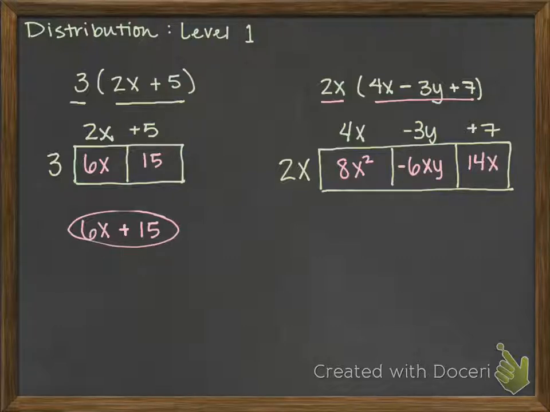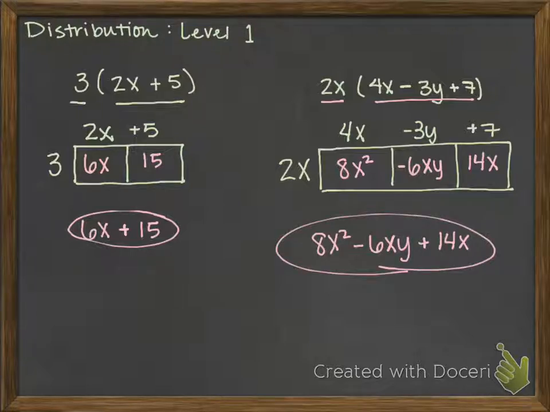So just double check that you did not miss any terms and you have fully multiplied everything out. So now what we're going to do is write out our final answer. When we write out our final answer, we are just going to add together all of the terms inside of our generic rectangle. So we have 8x squared plus negative 6xy, which we can just write as minus 6xy. And then finally, plus 14x. And so that is going to give us our final answer.